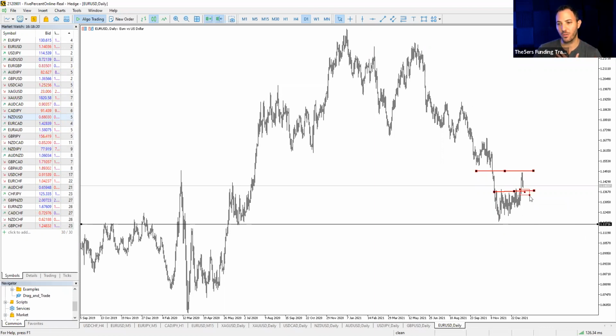So yes, there's a lot of selling pressure, but my very next trade is a buy. Okay, that's at least my view on the market.